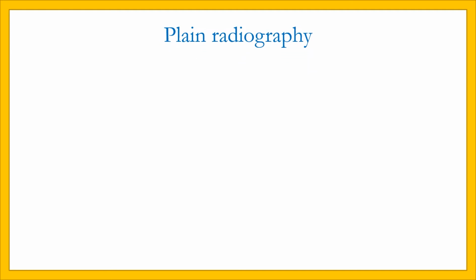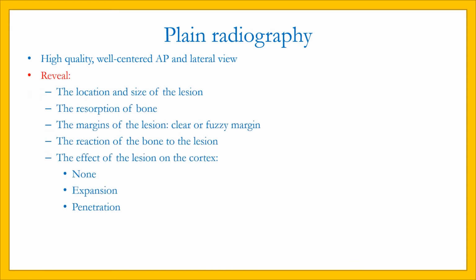Plain radiography. High quality, well-centered AP and lateral views reveal the location and size of the lesion, the resorption of bone, the margins of the lesion, clear or fuzzy margin, the reaction of the bone to the lesion, and the effect of the lesion on the cortex, expansion, and penetration. Occasionally it is discovered as an incidental finding.